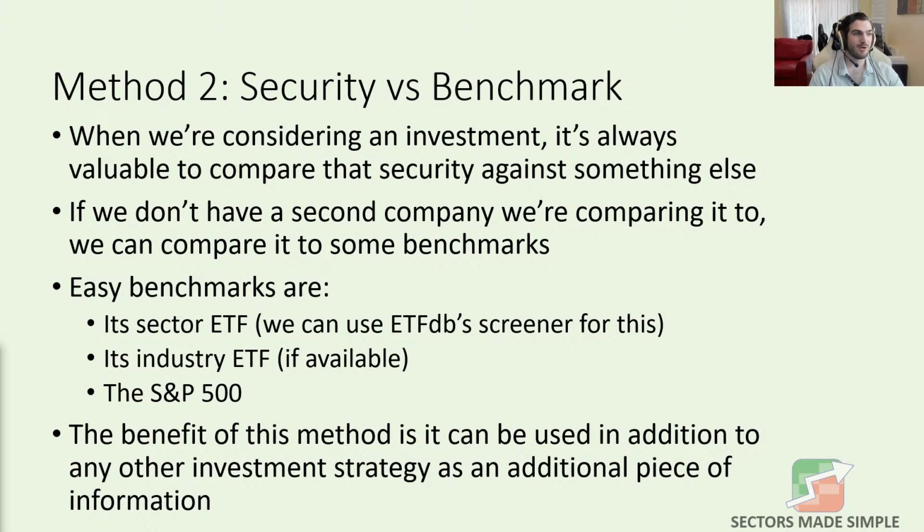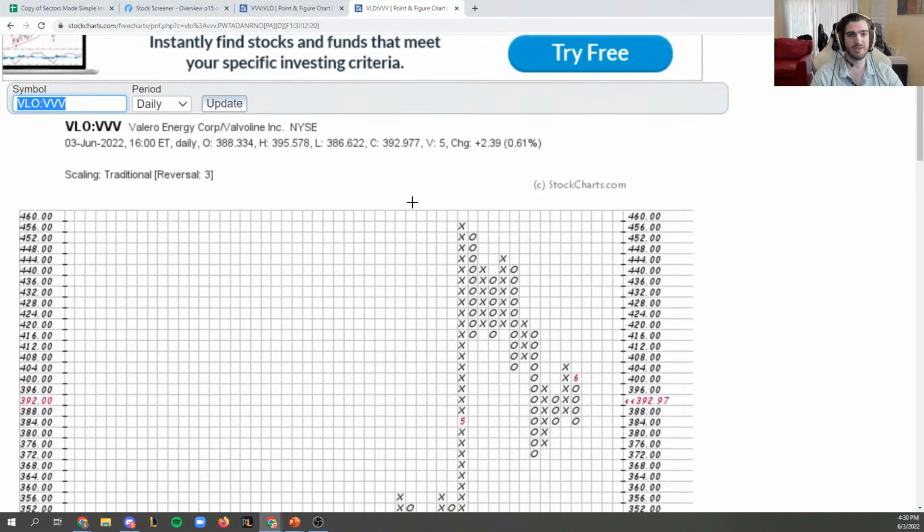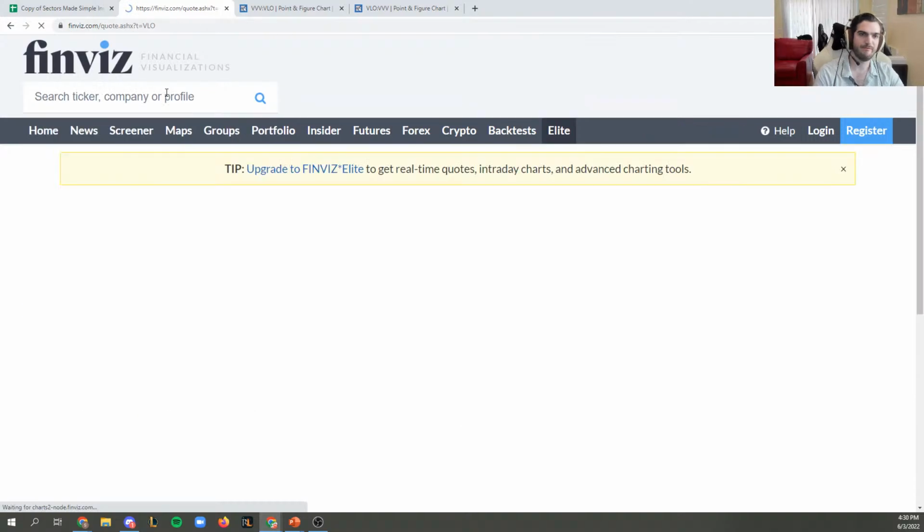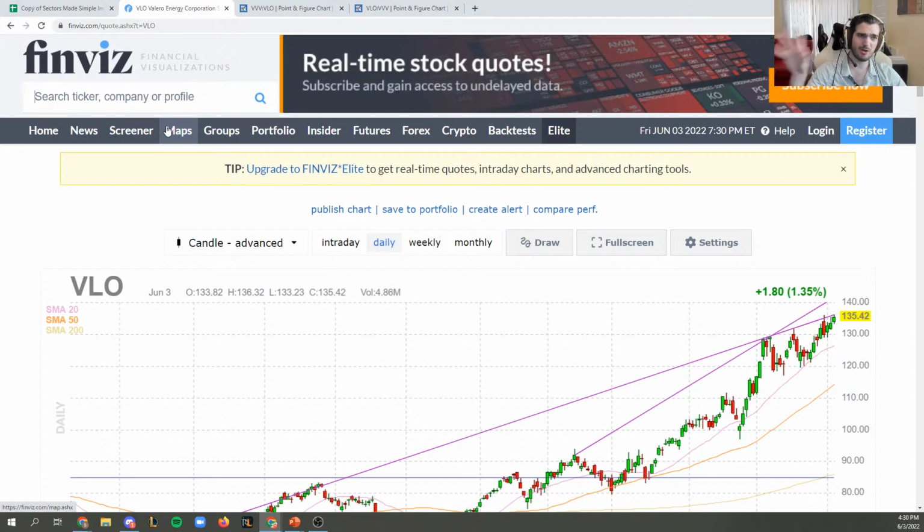So let's go back to our example that we were doing before with good old Valvoline, or rather, Valero. Because what we're going to do now is we're going to take that information that we just learned from method number 1, where we saw that Valero was outperforming Valvoline. The first thing we can do is if we go over here to FinViz and we look up VLO. Again, we already know its industry and its sector because of how we got to that final answer.